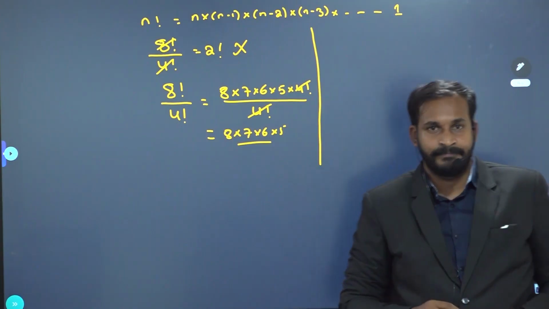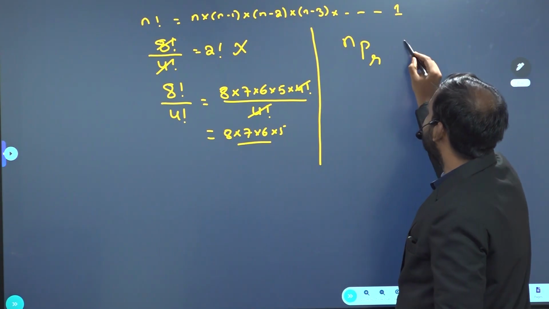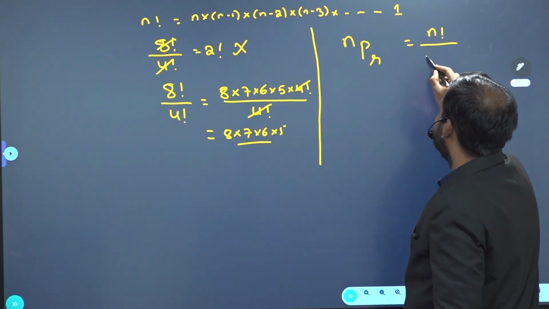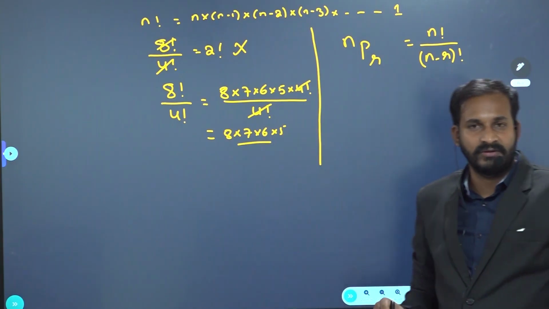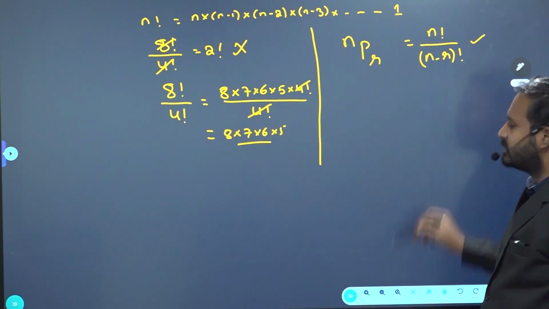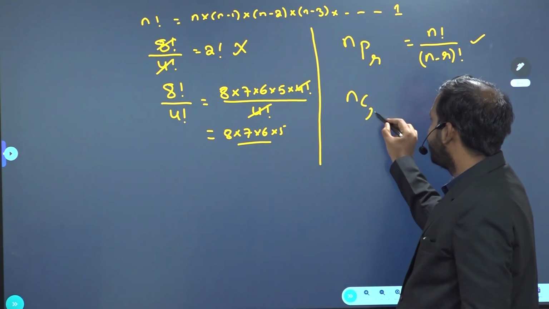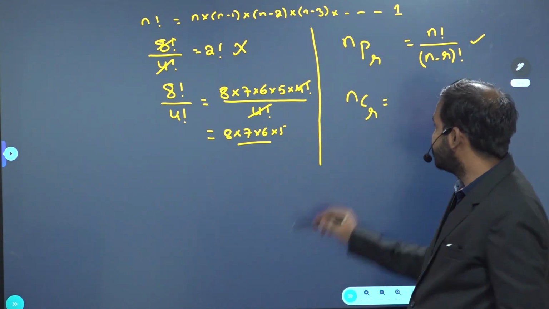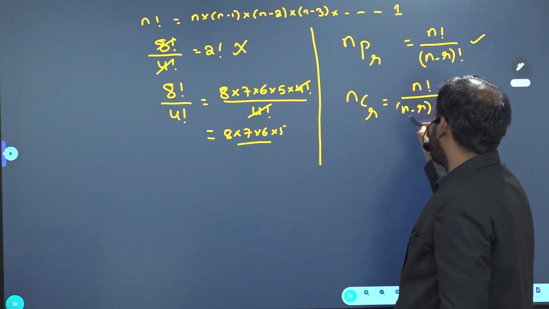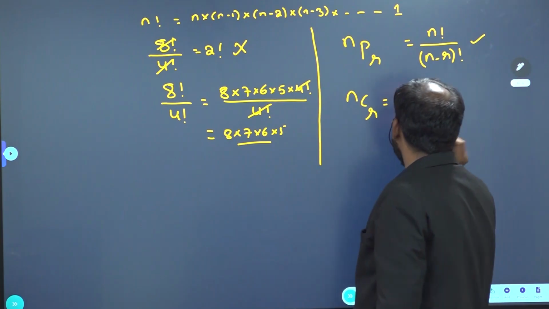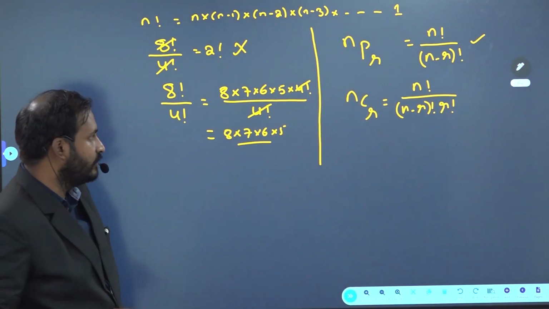And the next one, NPR. We will use the formula NPR means n factorial by n minus r factorial. There is nothing more to learn in this one. But when it comes to NCR, please observe here students, NCR means n factorial by n minus r factorial into r factorial.